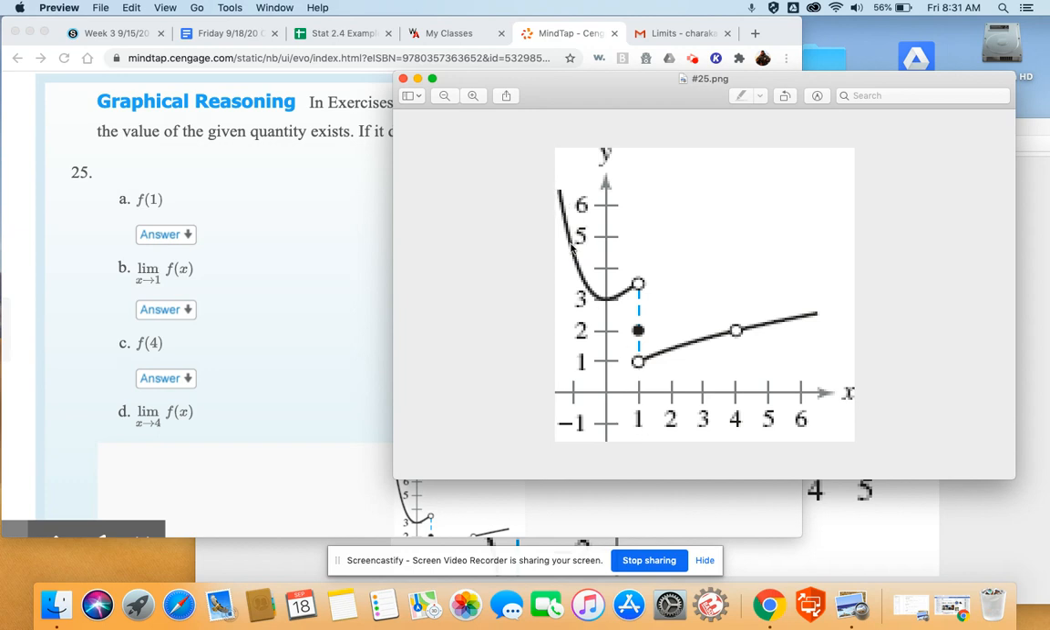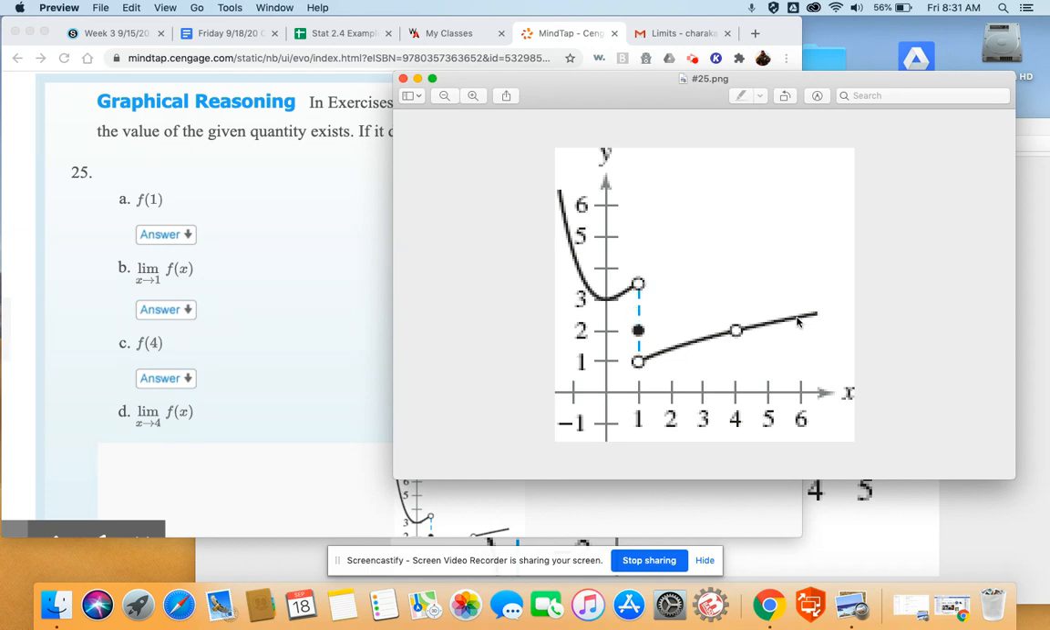As we get closer and closer to an x value of 1, what is our function, our y value, getting closer and closer to? It bottoms out here at 3, and then it starts to increase, and it looks like it's approaching a value of about 3.5. It looks like what we're getting close to as this graph gets closer to 1. But it never gets there because we have that open circle.